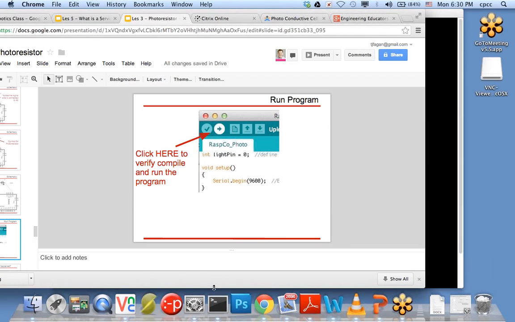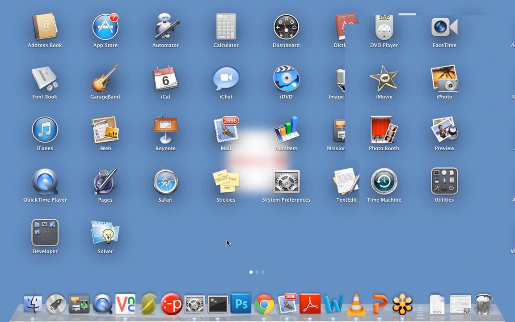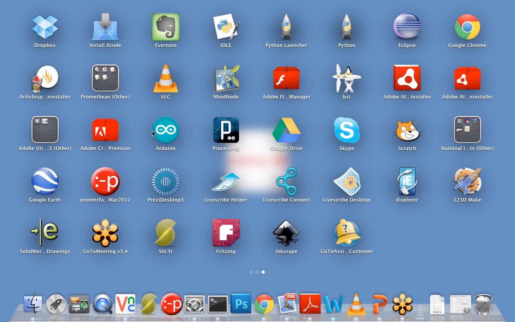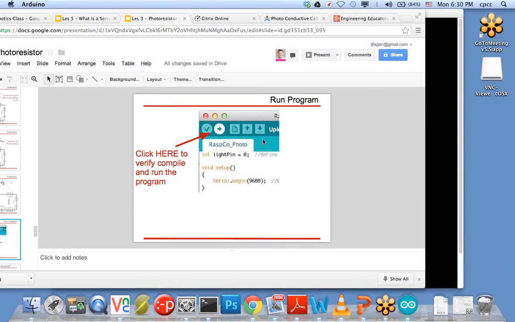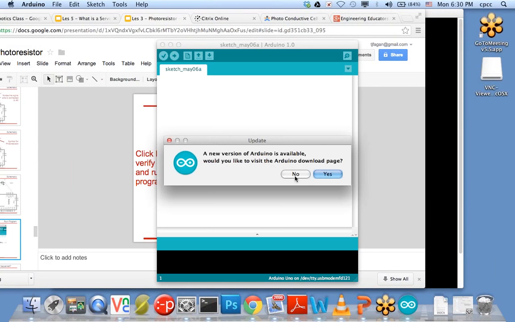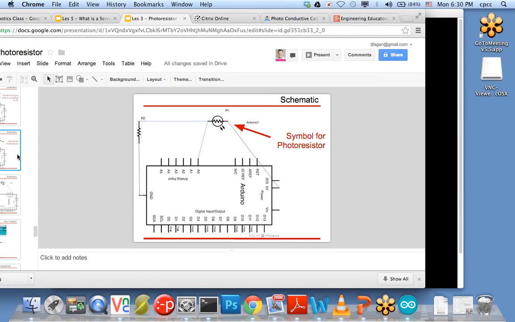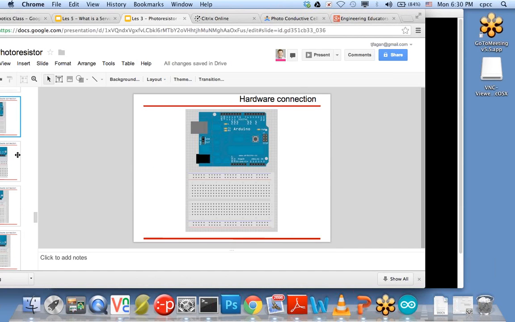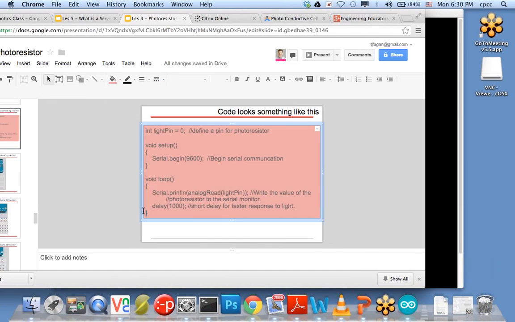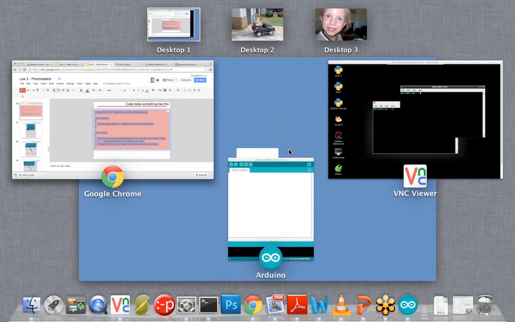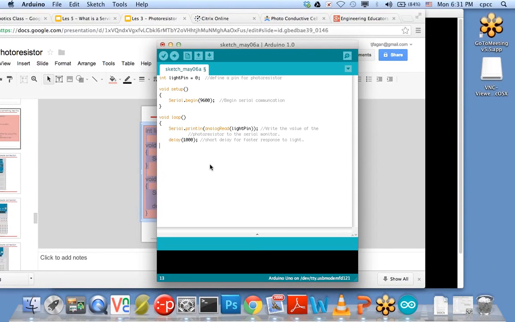So now we're going to click here to verify, compile, and run the program. If you've verified and run the program, you may have errors, because usually I have plenty of errors. So go ahead and let me know if it's working. Run the program, and you should see nothing, basically. Let me open mine.